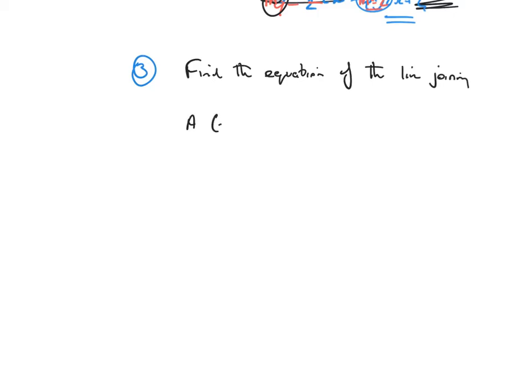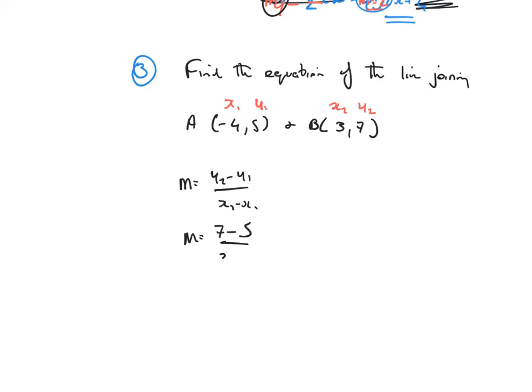Joining A (-4, 5) and B (3, 7). Okay, first of all, let's find the gradient. So that's going to be y2 minus y1 over x2 minus x1. So that's x1, y1, x2, y2. So y2 minus y1 over x2 minus x1 is 7 minus 5 over 3 minus negative 4.